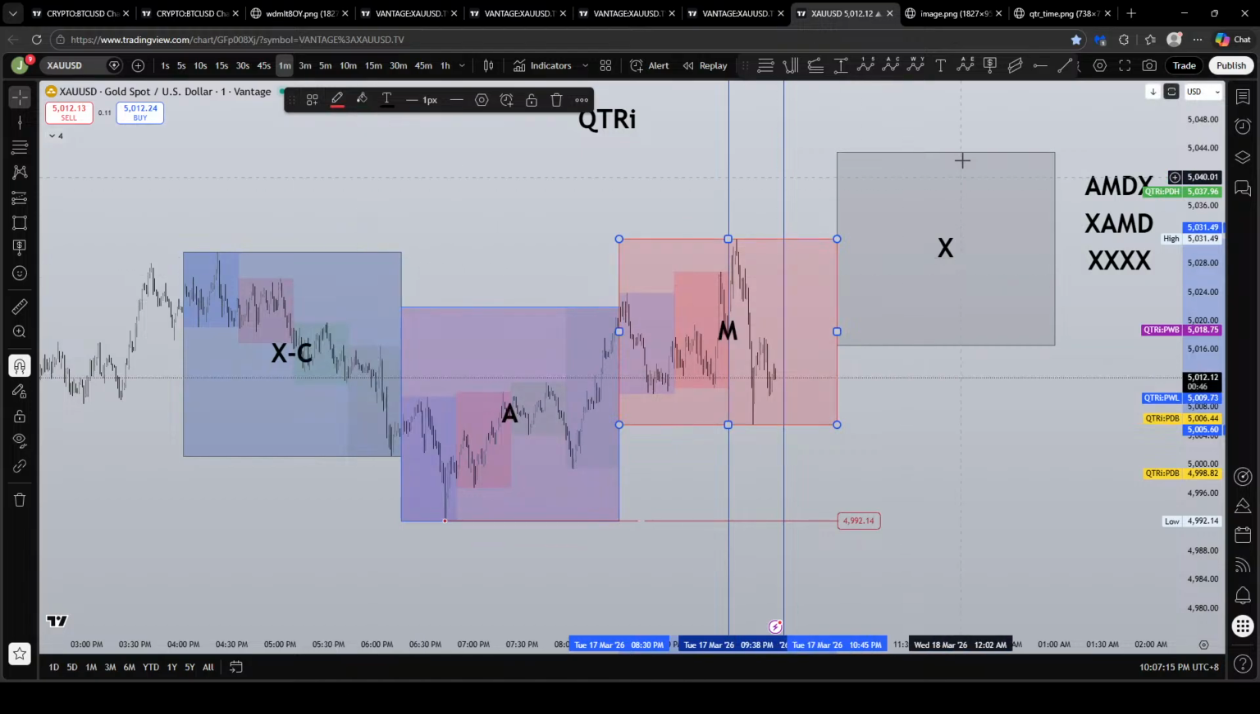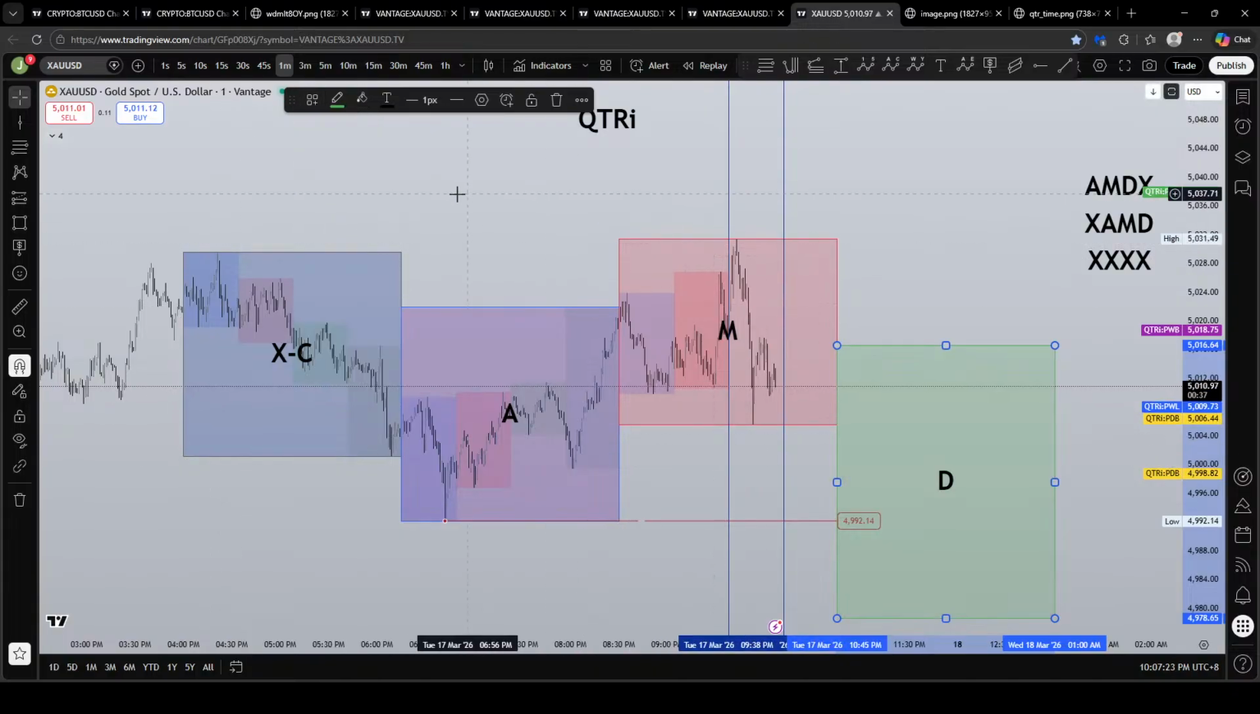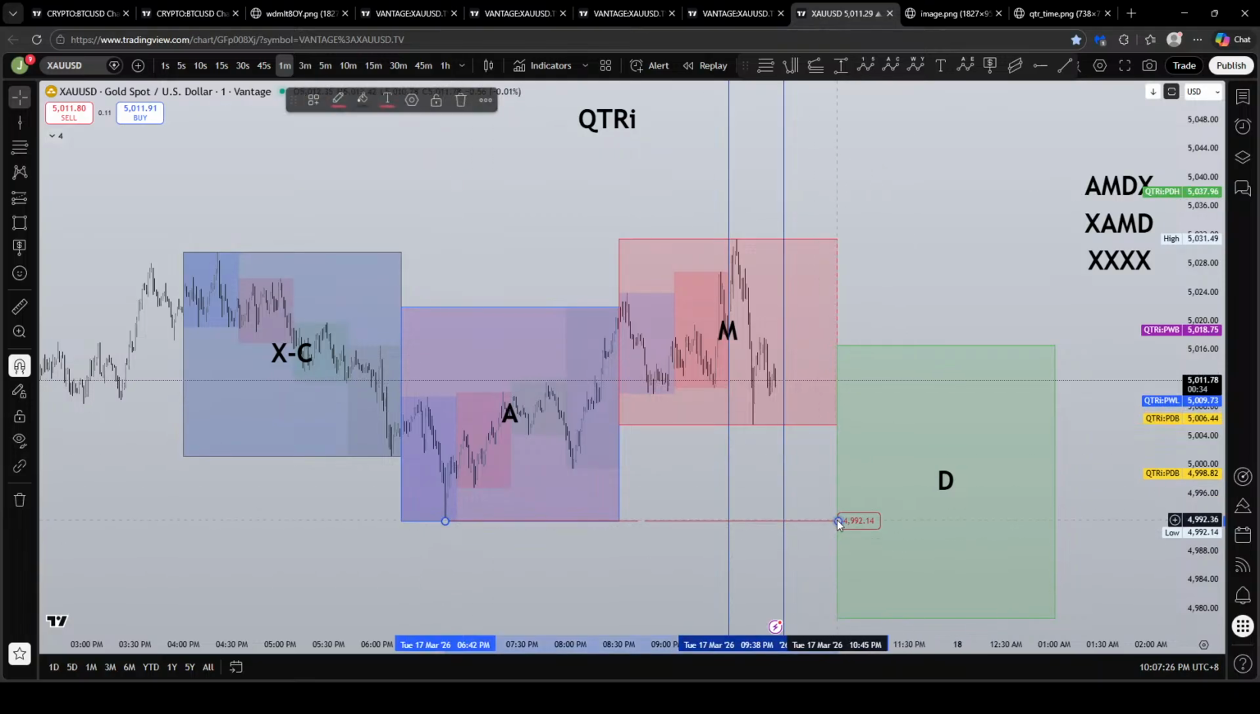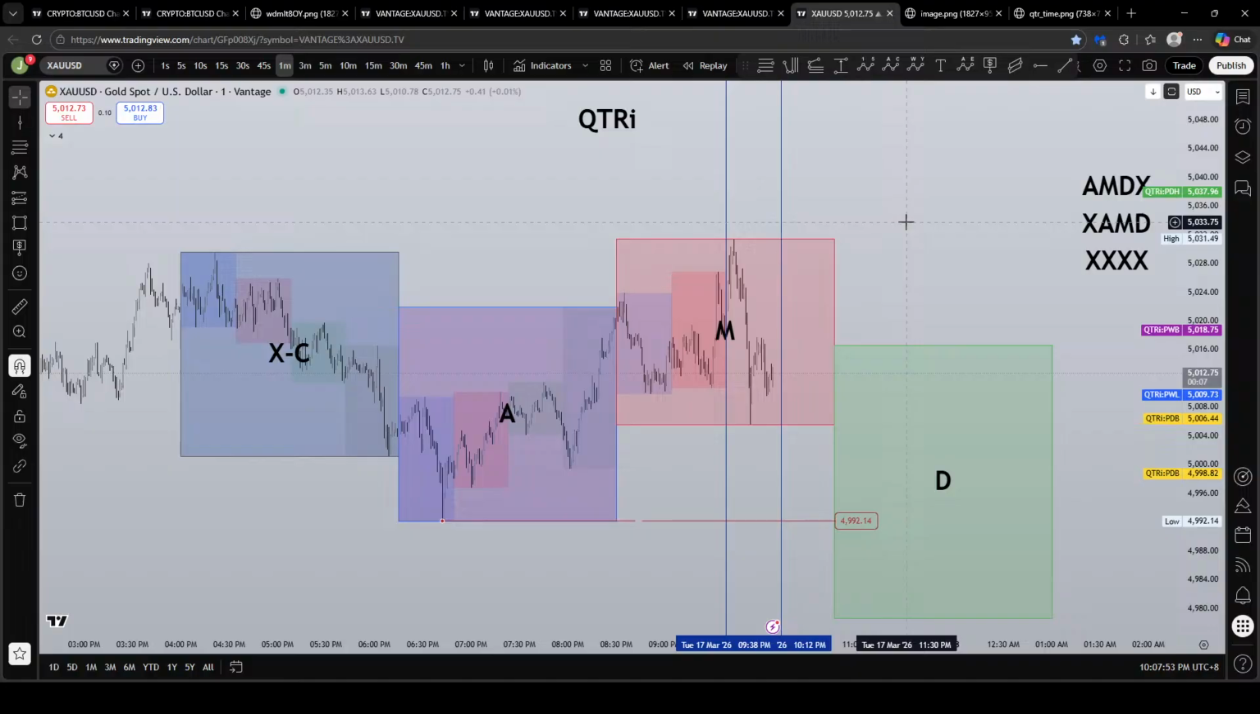Then this will become the manipulation, and then the distribution here should be below. So this will be the structure if and only if the bottom of the quarter 2 low will be swept by the manipulation, either the manipulation or the fourth quarter of the manipulation, or during the fourth quarter, the subquarters of the fourth quarter.